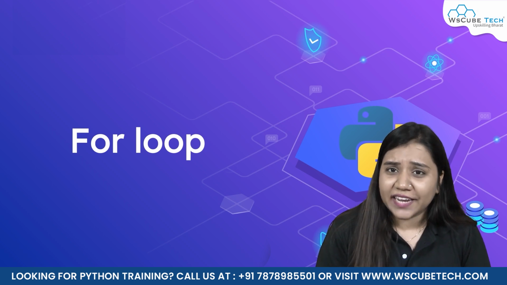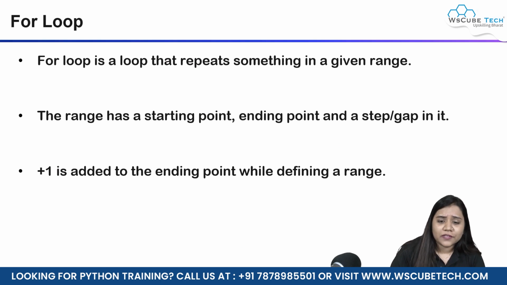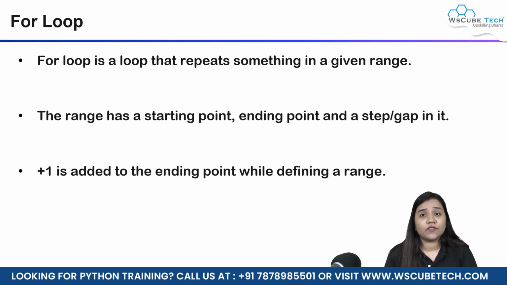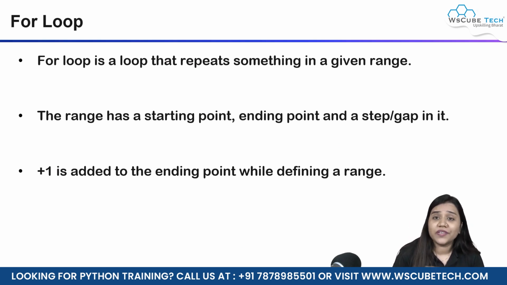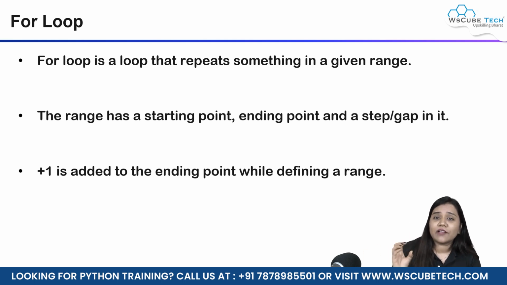A for loop is a kind of loop. So let's see what this for loop is. A for loop is a loop that repeats something in a given range. That means in a for loop we need to define a range. Now what is a range? Range is something that has a starting point, from where we want to start this loop. It has the ending point, where we have to end this loop, and then we have a step in between.